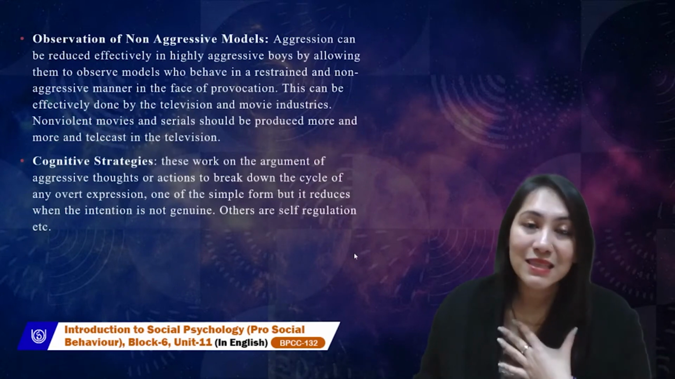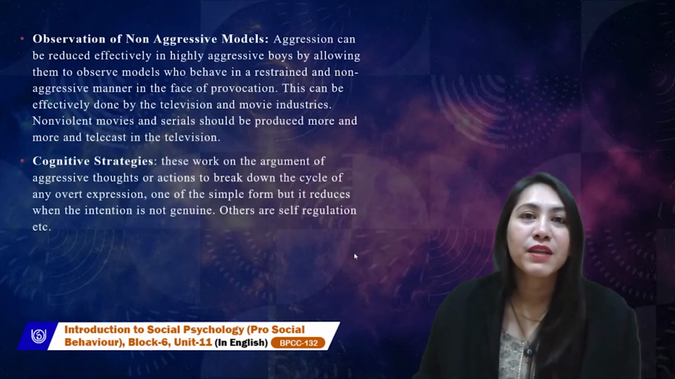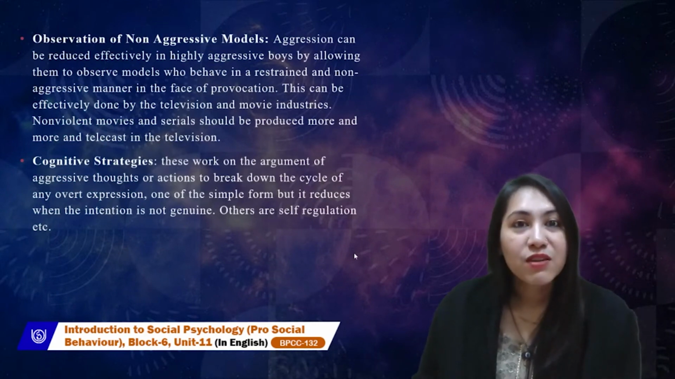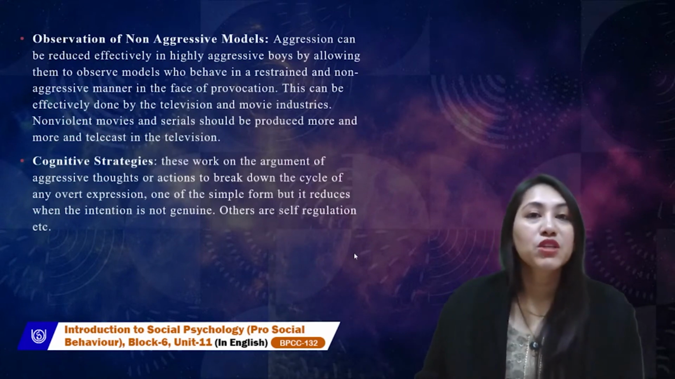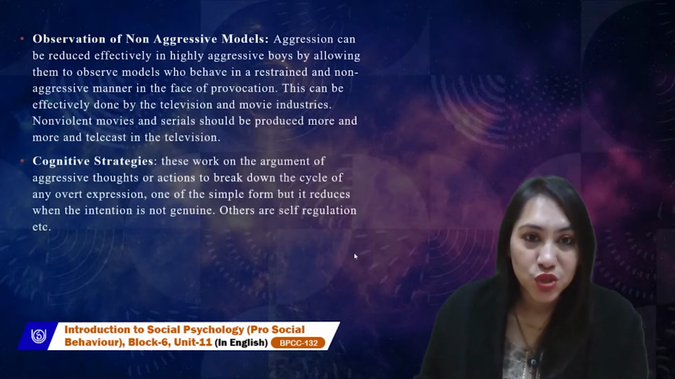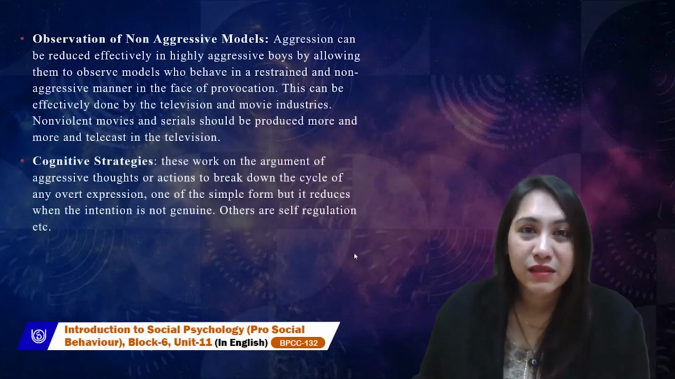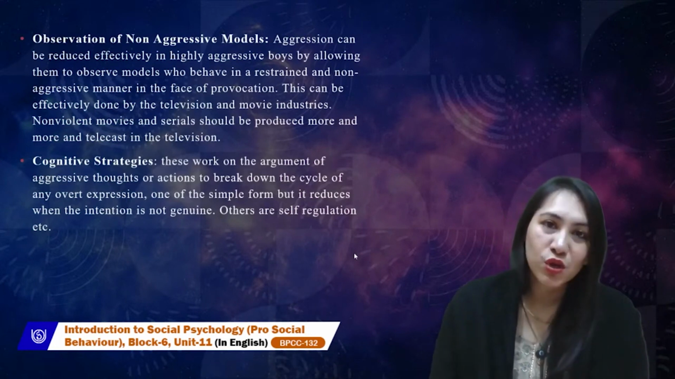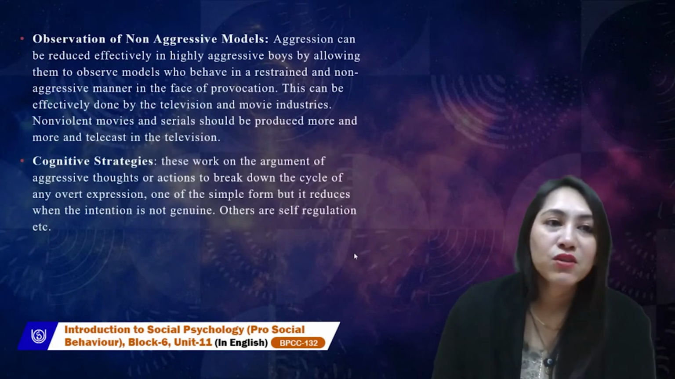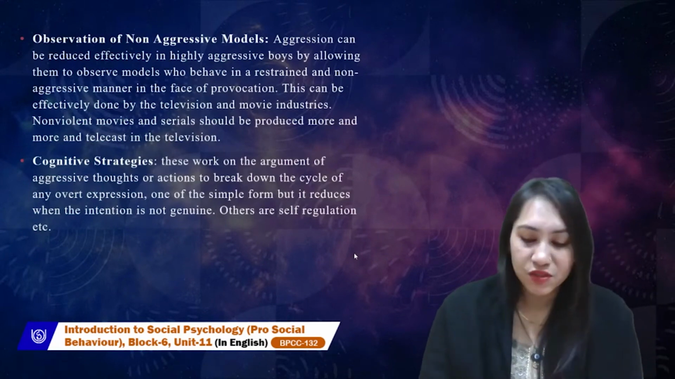So, for at least adults, we should have models which are not aggressive, models which are very calm, composed, and resolution and solution seeking people. For children, we should make sure that they do not indulge in television watching, which is very high on aggression. We should not allow them to play video games, which are very high on adrenaline rush and very aggressive in nature. That will give them very aggressive models in life. So this will lead to better observation of non-aggressive models. So this is another way of reducing aggression.